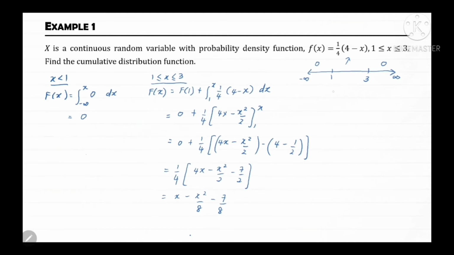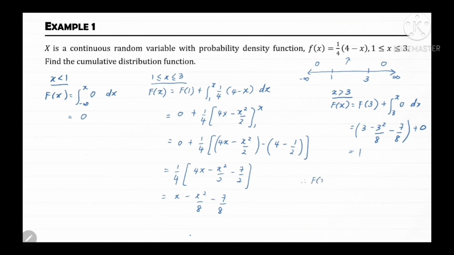And the last interval is for x greater than 3. The cumulative is from the previous interval. The highest value is 3. Plus the integral from 3 to x. The function is 0 dx. So F(3), substitute 3 into the function, is 3 minus 3 squared over 8 minus 7 over 8. And integrating 0, we get 0, equal to 1. And notice that the first interval will always be 0 and the last interval will always be 1.